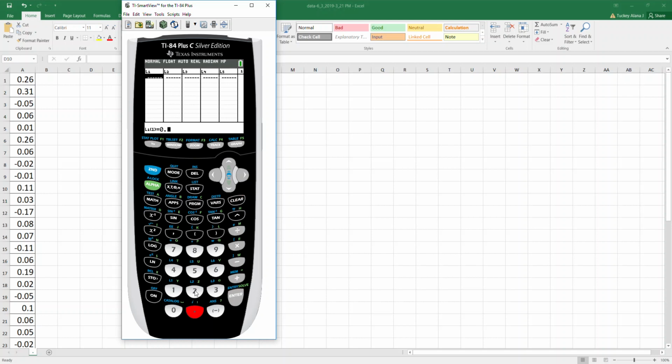So now I'm going to type 0.26, enter, 0.31, enter, and so on. Now the negative, you want to make sure you use the negative symbol, which is down here. It's the button on the very bottom of the calculator, not the minus sign, which is over here on the right, but the little negative. It's in parentheses on the button because they don't want you to get it confused with subtraction. So 0.05, enter, and so on.